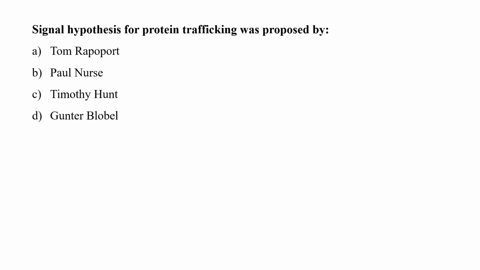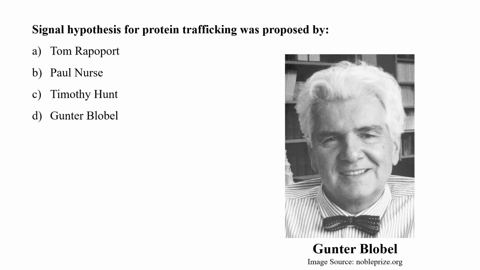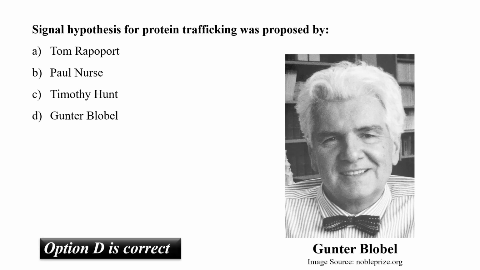The signal hypothesis for protein trafficking was proposed by... the answer will be Gunter Blobel, because Gunter Blobel and David Sabatini in 1971 proposed the signal hypothesis. According to it, proteins that are in the cytosol get directed to an organelle, like the ER and the ER membrane. For that, generally these proteins have a signaling peptide which actually helps these proteins to direct or traffic to a particular organelle. And that is why the answer will be option D, that is Gunter Blobel. This is the picture of Gunter Blobel, and option D should be the correct answer.